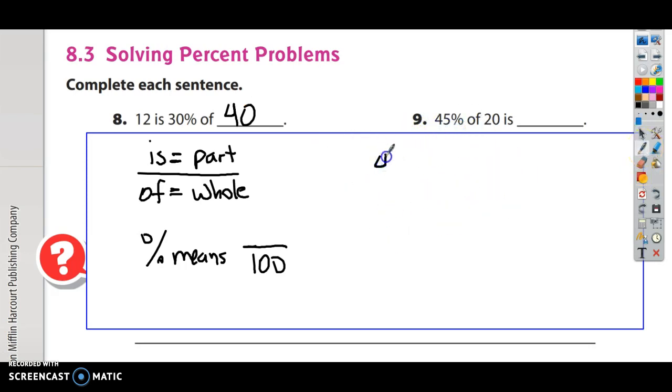All right, let's check out number 9. Number 9, 45%. 45% means 45 hundredths. And it says of 20 is. The of word is the bottom term. The is word is the top term, which means I don't know.